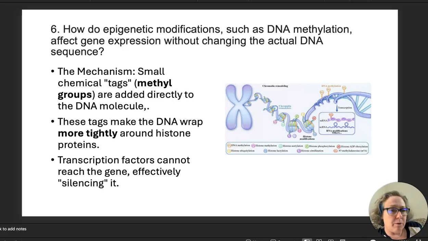Epigenetics. Remember, how do epigenetic modifications such as methylation and acetylation affect gene expression without changing the DNA sequence? This is how tight it is wrapped around your histones. The methyl tags, these little methyl groups, are added directly to the molecule, and methylation causes it to be wrapped tighter. Transcription factors cannot reach the gene, and it silences it because it's wrapped so tight.